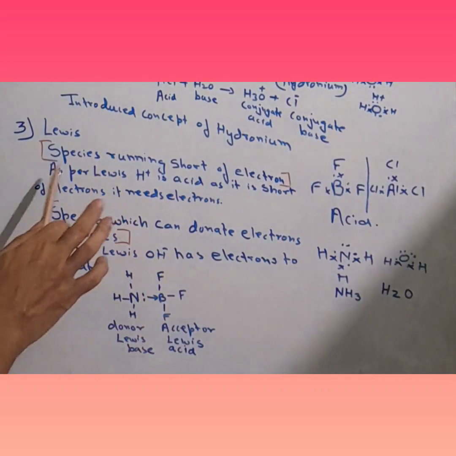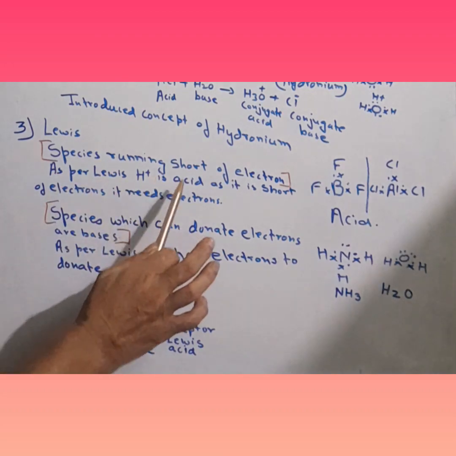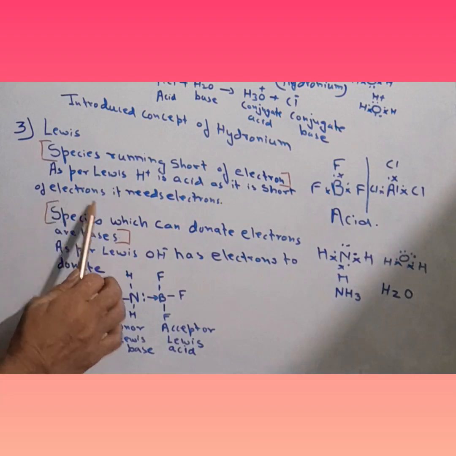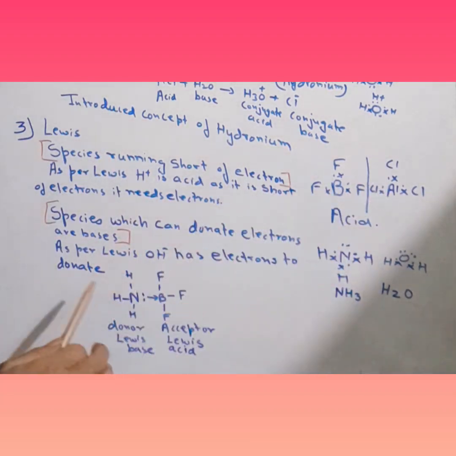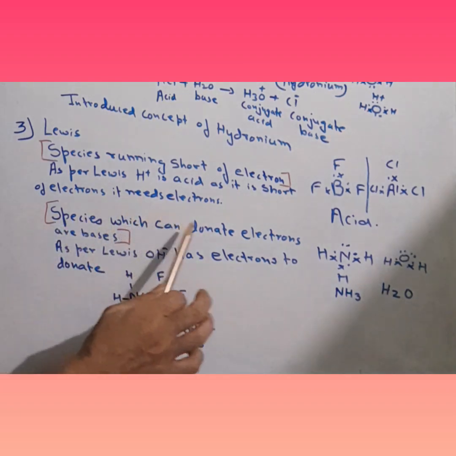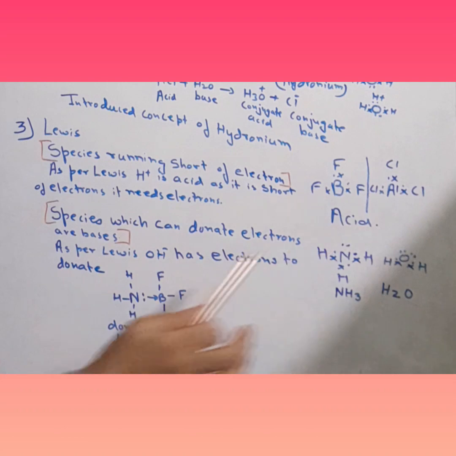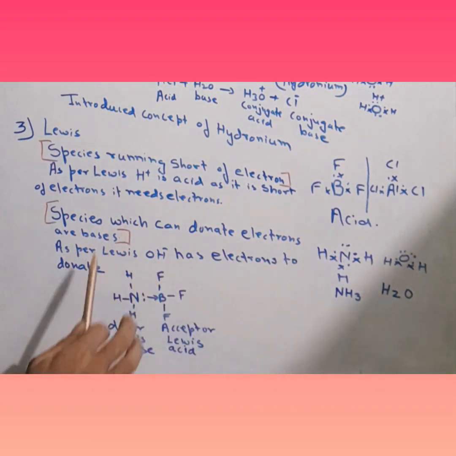So this is what it is. Species running short of electrons, as per Lewis, H+, if you take an example, is an acid, as it is running short of electrons and needs electrons. So we saw it over here. Then the next one, species which can donate electrons are bases. That's what we saw over here. As per Lewis, OH minus has electrons to donate.